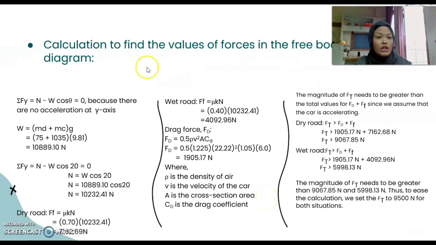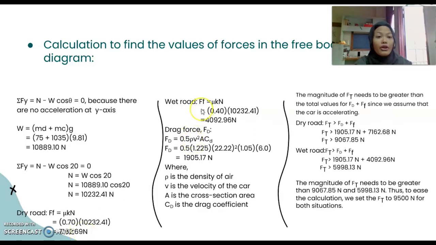Okay, next is the calculation to find the values of forces in the free body diagram. So first of all, we have to find in the y-axis: N minus W cos theta is equal to 0 because there is no acceleration in the y-axis. The mass of the driver and also the mass of the car, times the g, and we get this value for W. We can calculate the normal force, and we substitute the value of W and also the value for theta, which is 20 degrees, and we get the normal force is 10232. The frictional force for the dry road, with the coefficient of 0.7, is 7162.69 Newton.